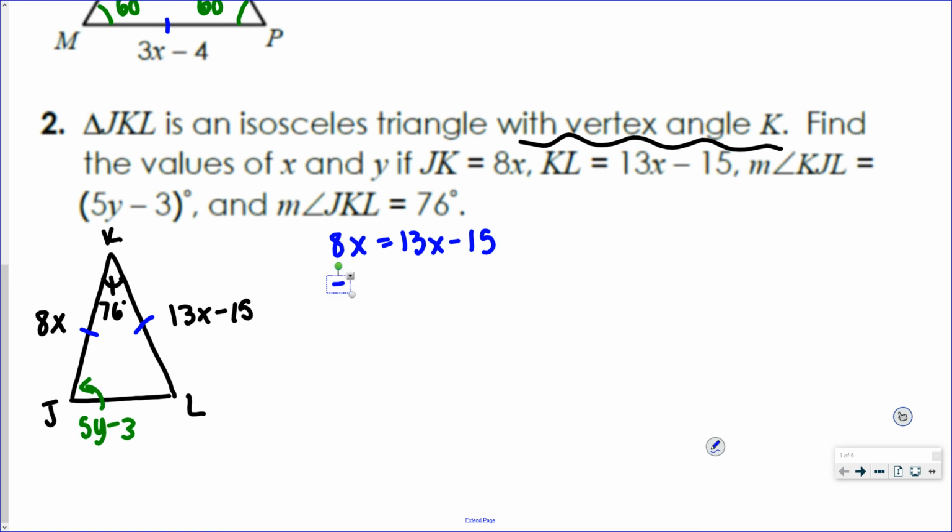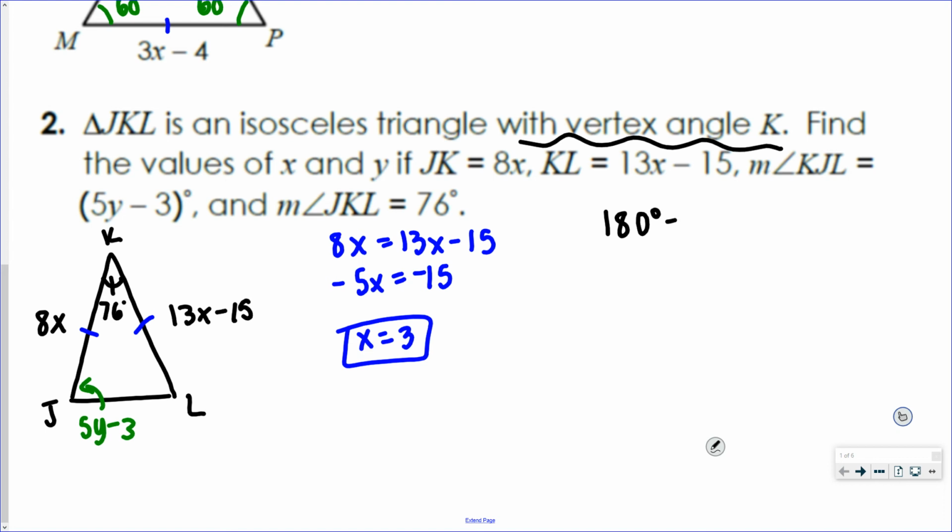Minus over the 13x, we get negative 5x equals negative 15. Divide by negative 5, we get x to be 3. All right, solving for y was a little trickier. There are a couple ways you could tackle this. I think what made the most sense in my head was that I knew all those angles had to total 180.